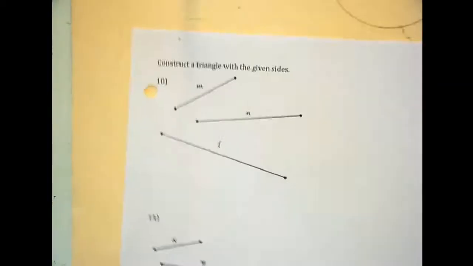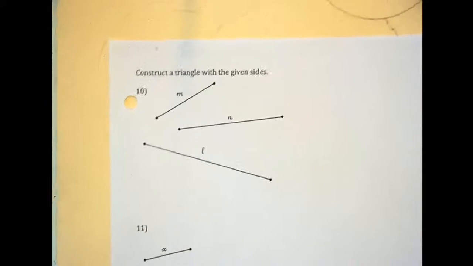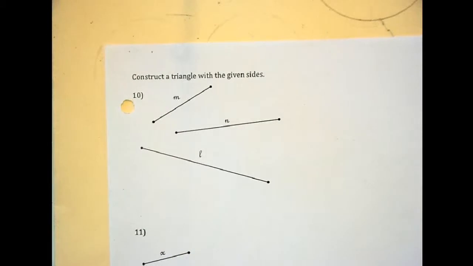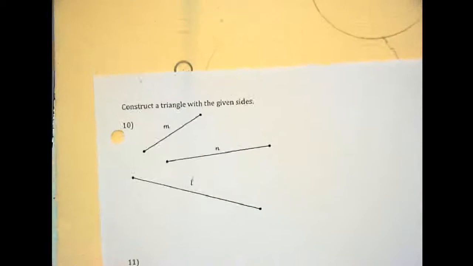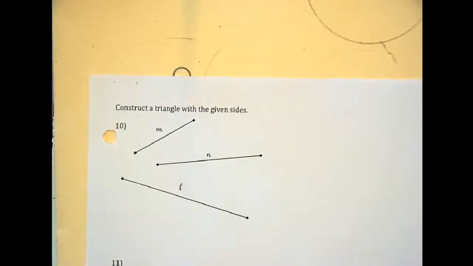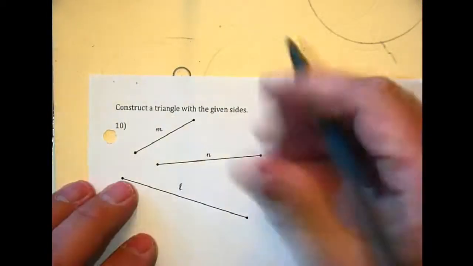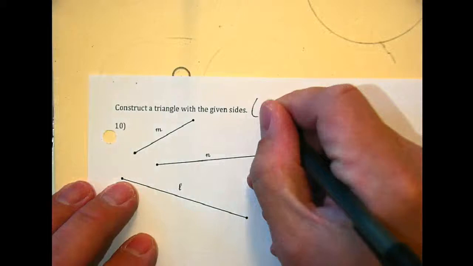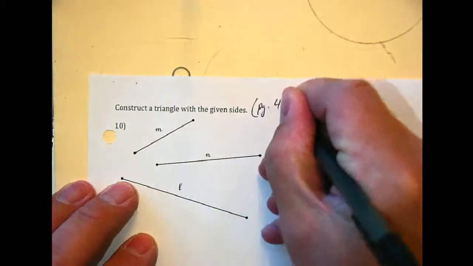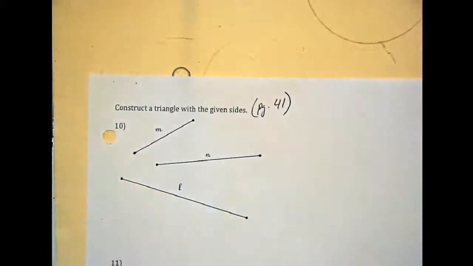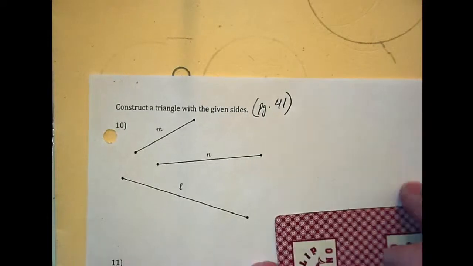All right. Construct a triangle with the given side lengths. That's our goal here. So we're going to go ahead and construct this triangle with the given side lengths. By the way, this is on page 41. I think on page 41, they go through construction. Well, we'll do it here, but you can reference page 41.